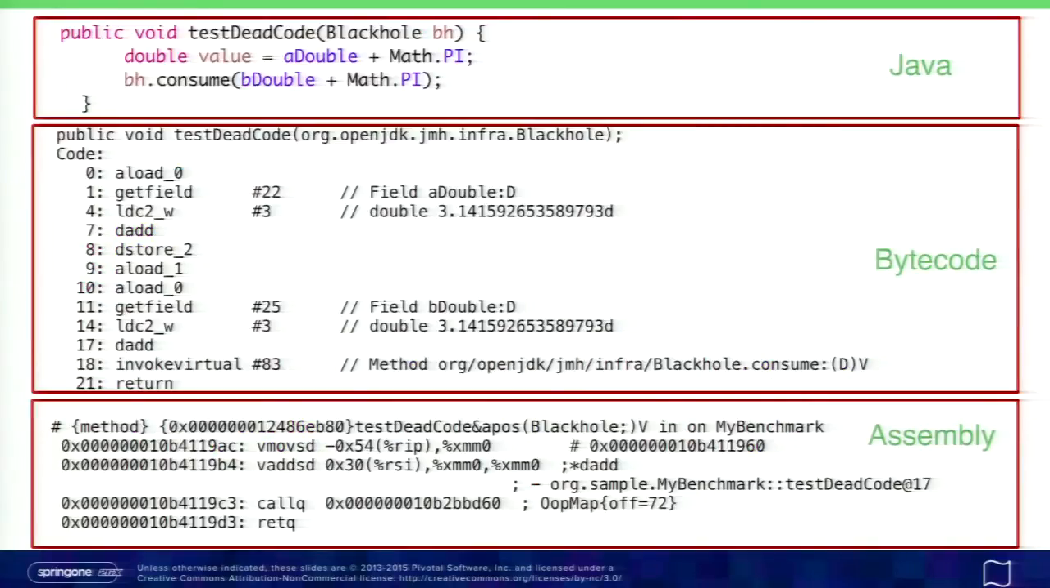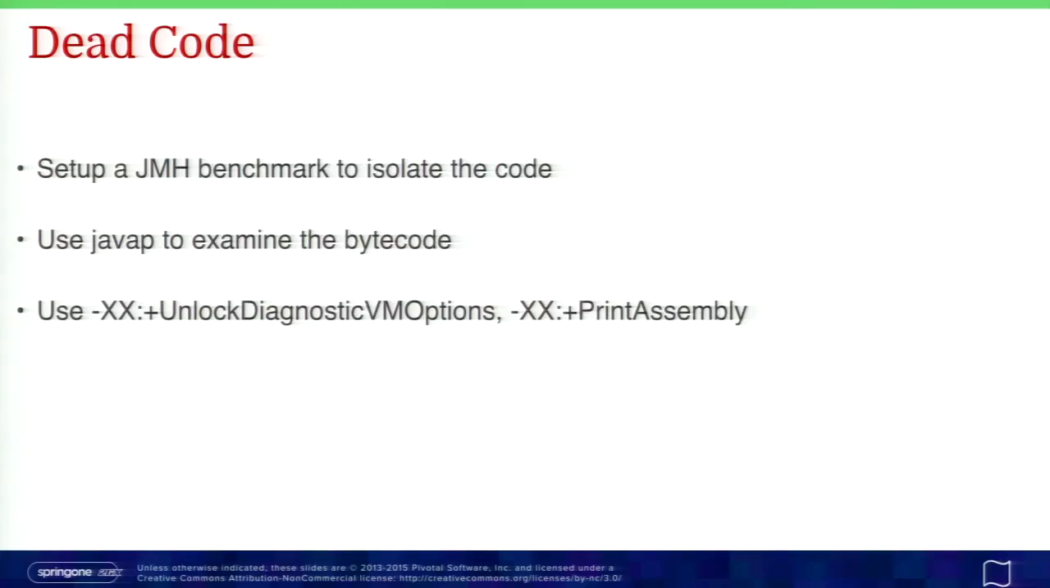All right, so once again, we've looked at the Java, the bytecode, and the assembly language. And we saw that it was the JIT compiler who did the dead code removal optimization. And our steps for doing this: we wrote a JMH benchmark, we looked at javap, and we used the PrintAssembly flag.